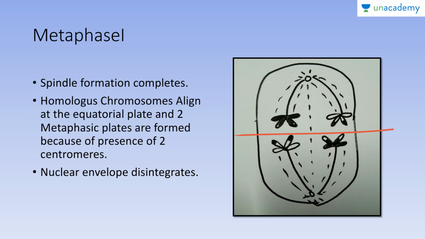In between is the equatorial plate. This plate, equatorial plate, is the plate on which the homologous chromosomes align. Also the nuclear envelope has completely disintegrated as it can be seen that it is completely absent. So this is Metaphase 1.